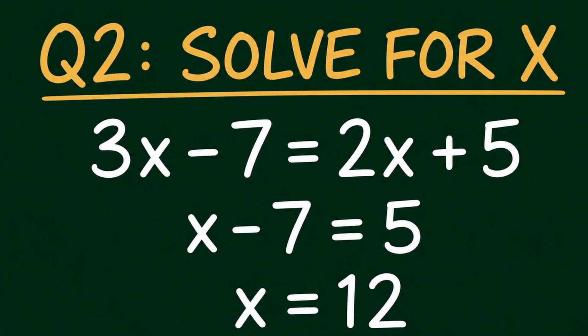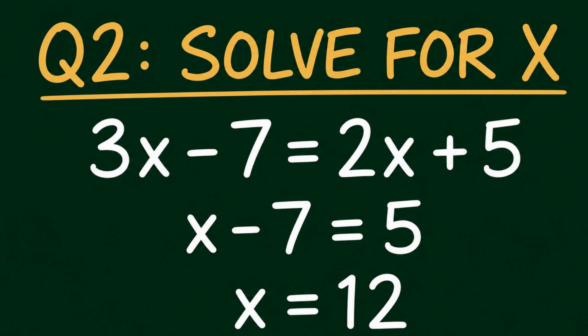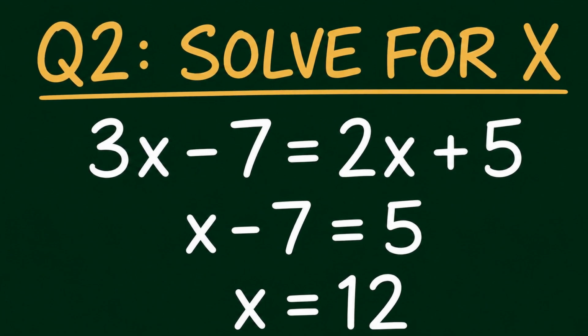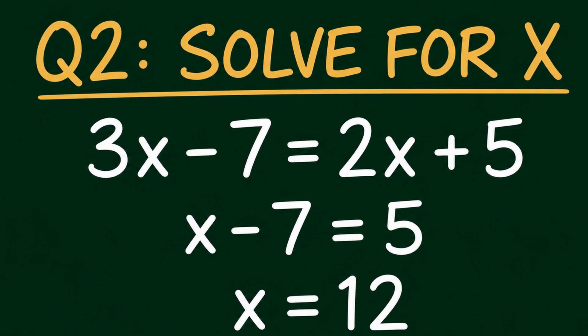And check it, 3 times 12 minus 7 is 29. 2 times 12 plus 5 is also 29. Both sides match, so our answer is correct.